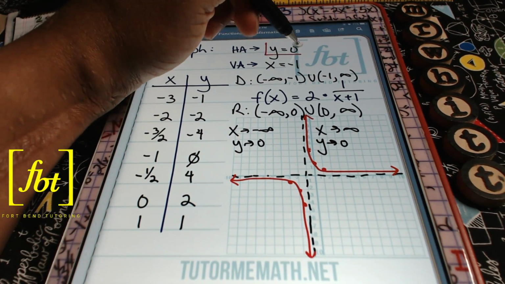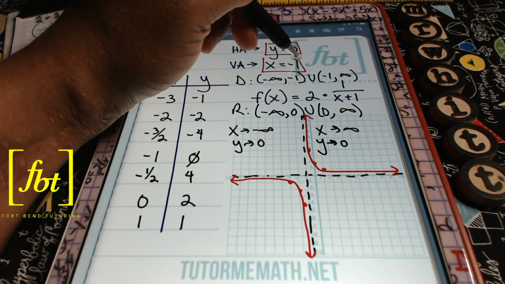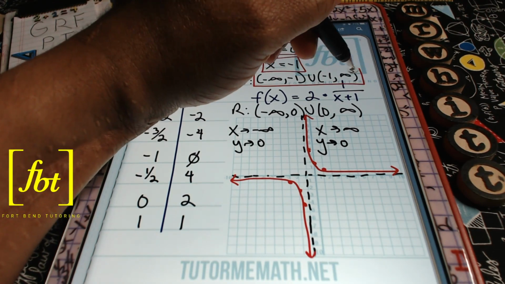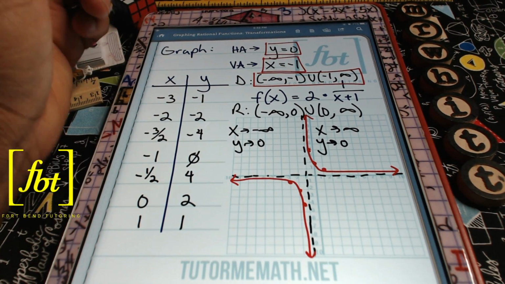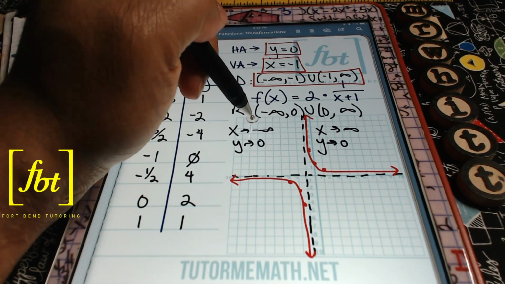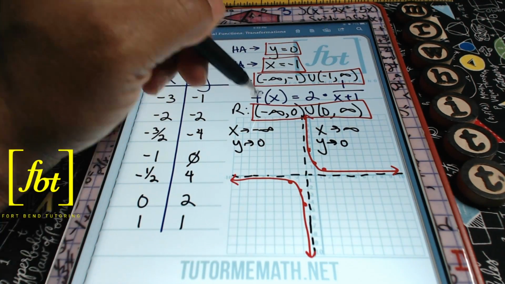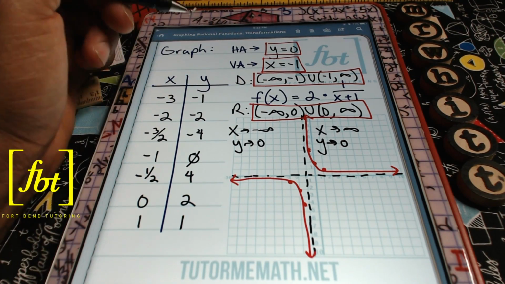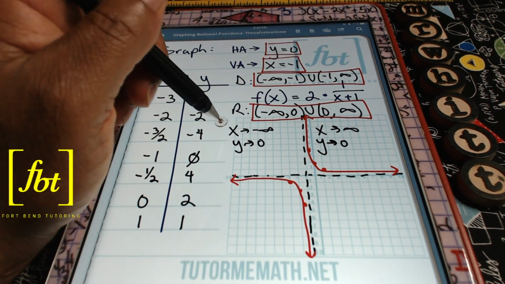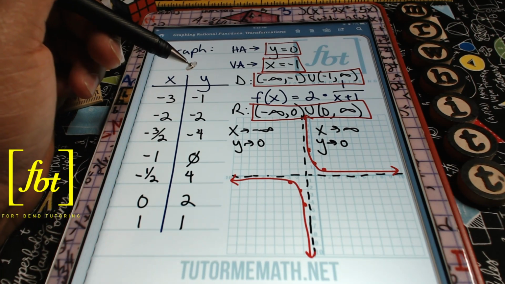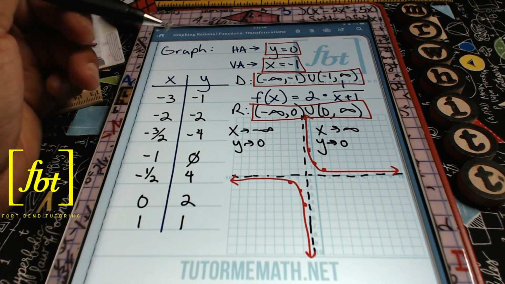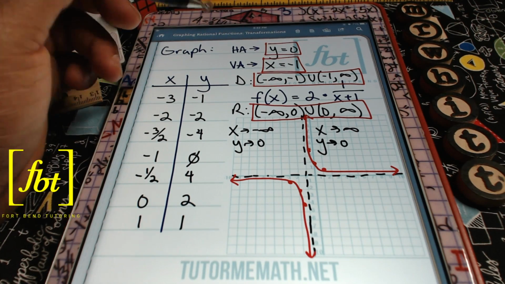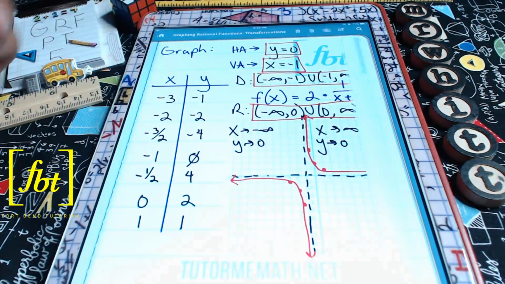We had our horizontal asymptote, which is y equals 0, vertical asymptote of x equals -1. We have a domain of negative infinity to -1 union -1 to positive infinity. We have a range, which is negative infinity to 0, 0 to positive infinity, and we have our end behavior here. Our end behavior is as x approaches negative infinity, y approaches 0, and as x approaches positive infinity, y approaches 0. Done and done, ladies and gentlemen. That was problem number 1.